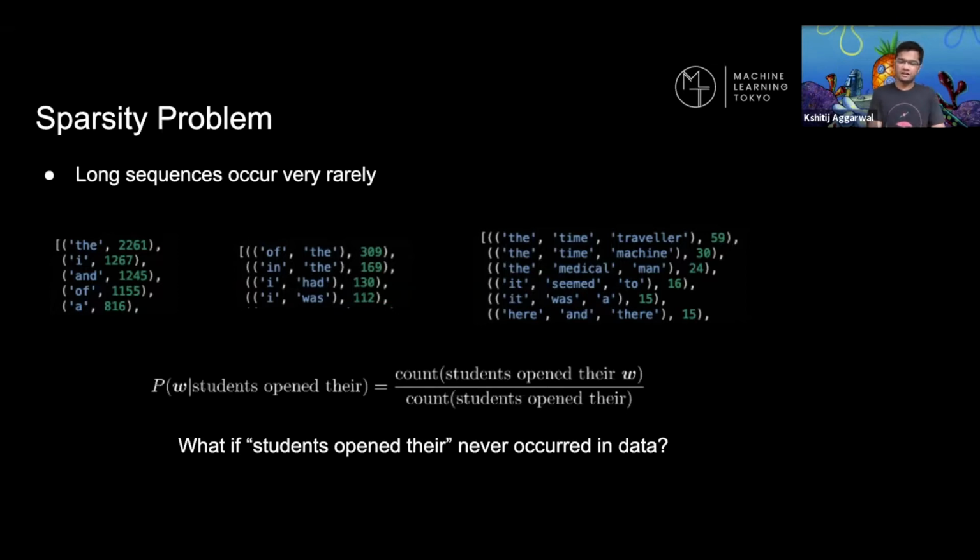Let's say the phrase "students opened their book" is the only phrase that occurred in our data. Then these two counts would be one, and we just don't have enough examples to confidently predict what the probability should be of some other word, for example "students opened their bag" or "students opened their car", because that just didn't occur in our data.